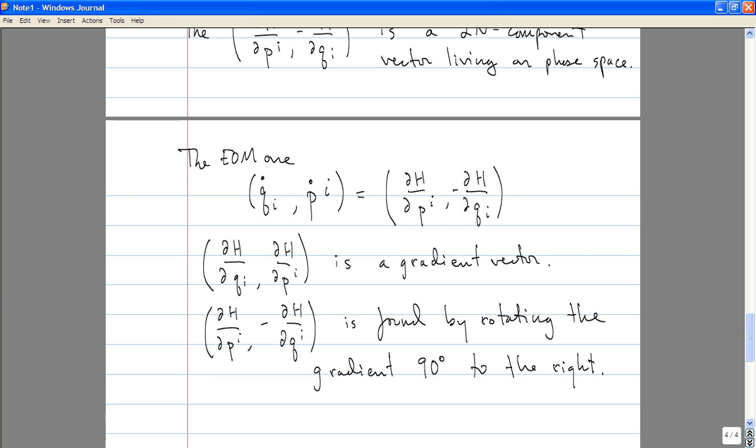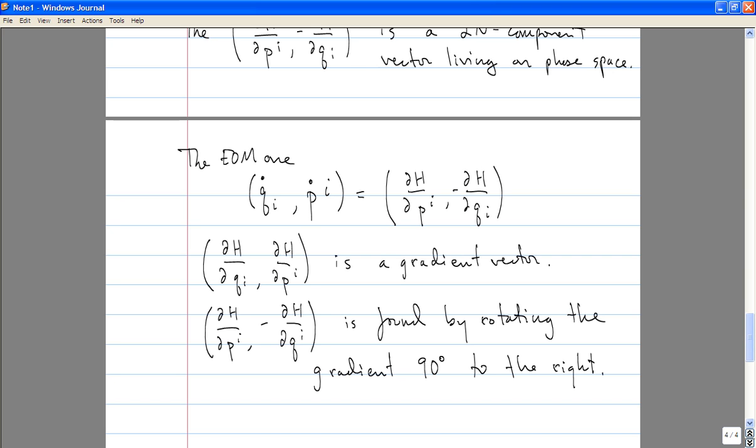I guess I mean clockwise, don't I? I mean, who the hell knows? It's rotating at 90 degrees. Yeah, it's just a sign error. It's not my job to keep track of sign errors. I just teach the class. It's your job to keep track of sign errors.